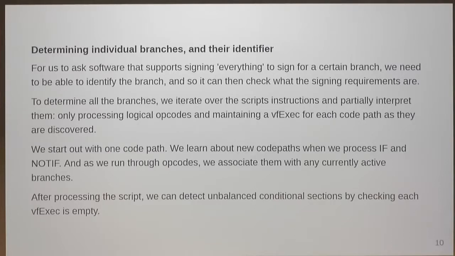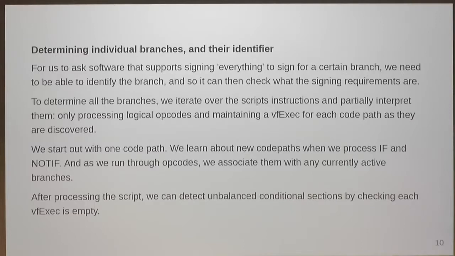So to actually identify the contents of the branch, supposing we have some software that can support signing any script, including these kinds, we'd probably need to be able to identify the branch so that it can take that branch in isolation and see what the signing requirements are. To do this, we can just iterate over the script's instructions and partially interpret them. We only really need to look at the logical opcodes, track some state about those, and then whenever we encounter an if or not if, we know that we have a new conditional block or a separate code path that we have to consider.